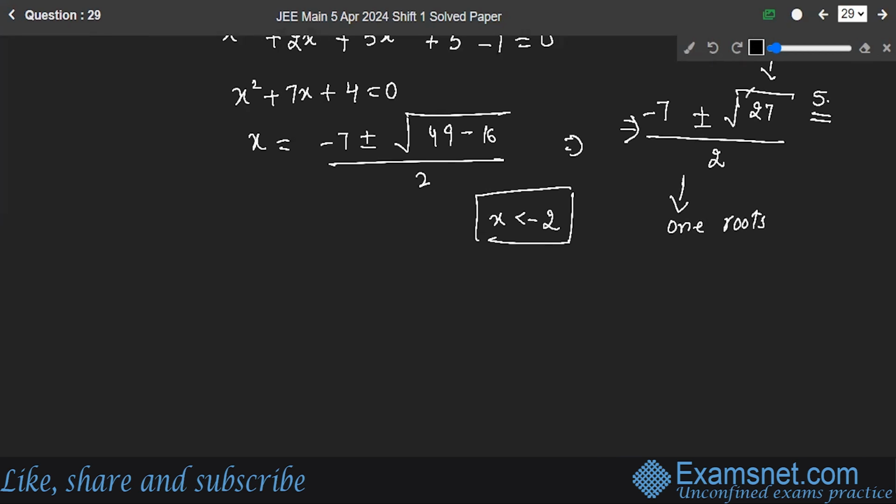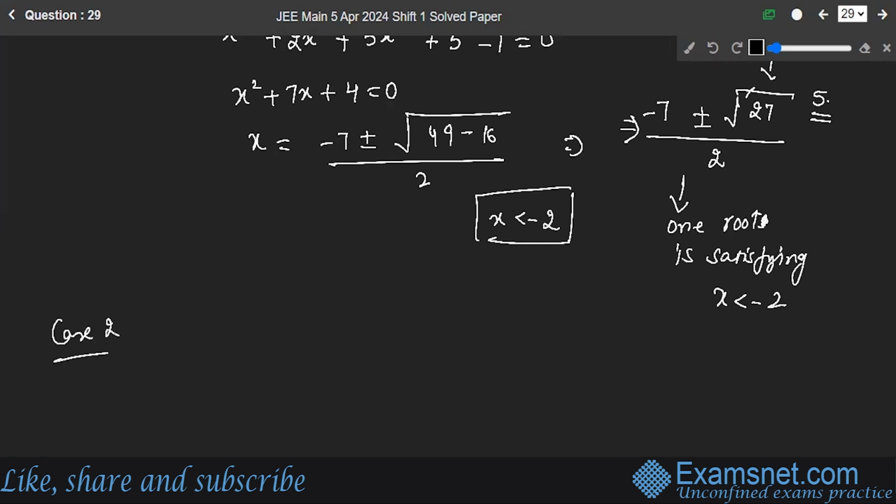Because root of 27 is 5 point something, and -7 plus 5 point something will not be less than -2. Got it? So only one root is satisfying the range, which is x is less than -2. So you have one root over here.